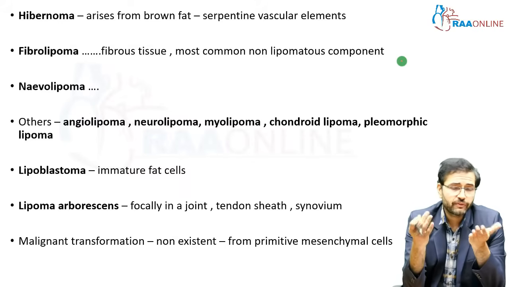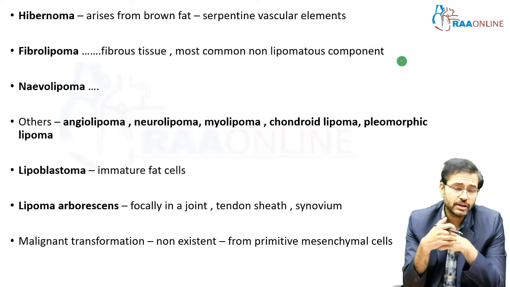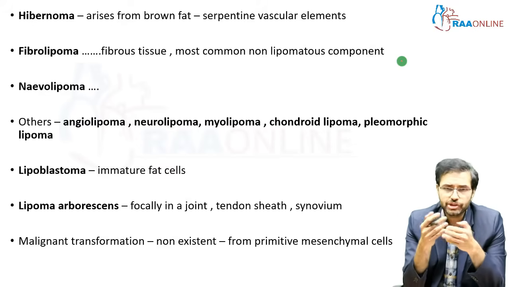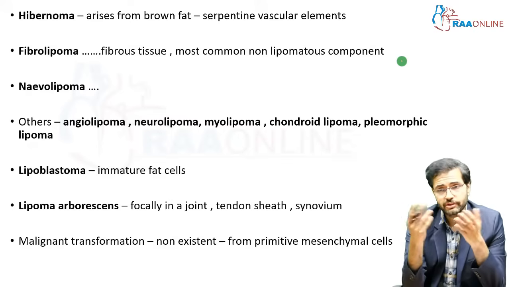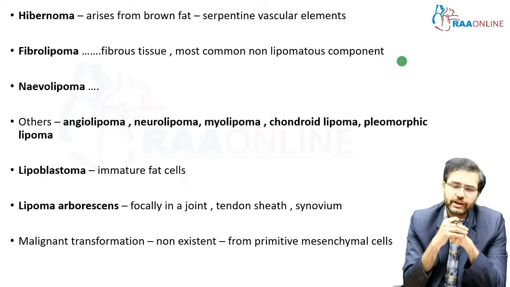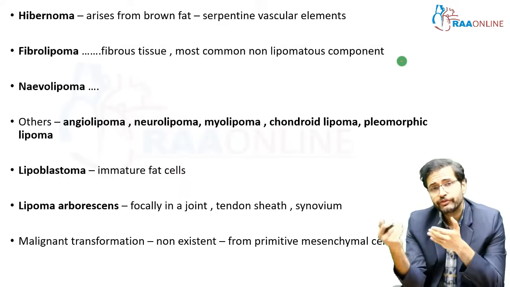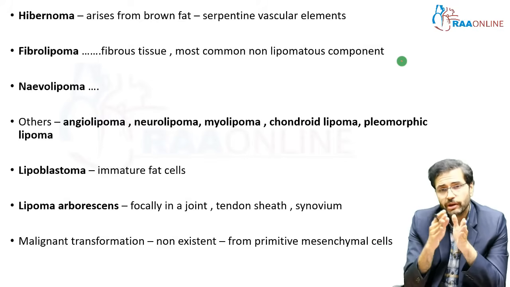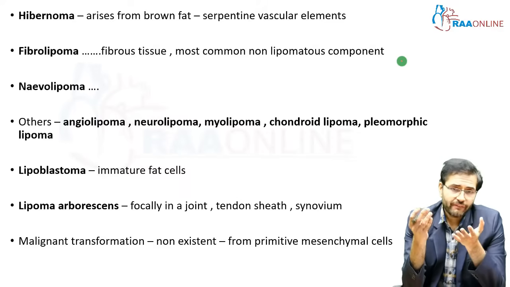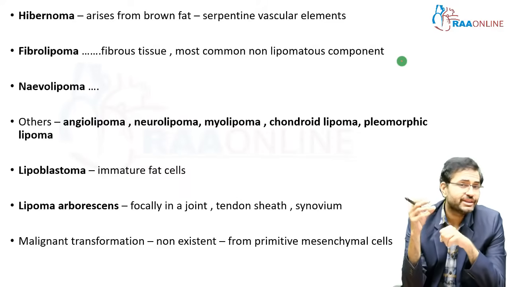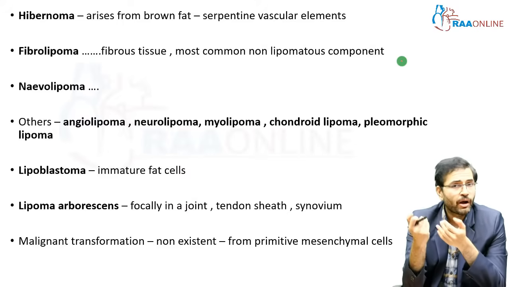Other variants of lipomas are angiolipoma if it has blood vessels inside, neurolipoma if it has neural tissue, myolipoma if it has muscle fibers, etc. Others are chondroid lipoma and pleomorphic lipoma. When you have a lipoma arising from immature fat cells, it is no longer called a lipoma, it is called a lipoblastoma. When you have a lipoma within a joint, a tendon sheath or the synovium, it is called a lipoma arborescens.